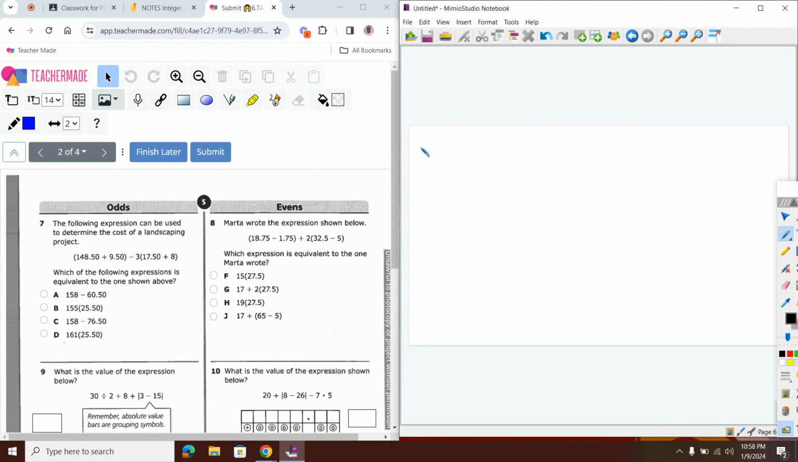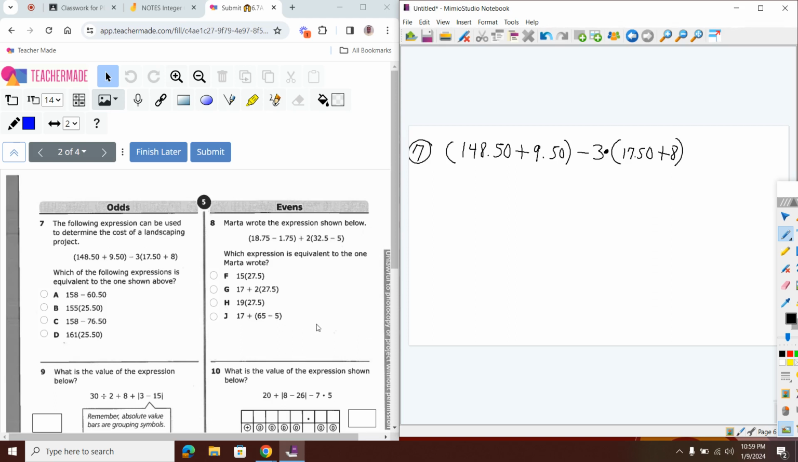So we have number 7, open parenthesis, for $148.50. Okay, 148.50 plus 9.50, close it, minus 3, parenthesis. What does this mean in math? A number next to parenthesis means times. Minus, we'll put the dot. Don't forget it. A number next to parenthesis means times.